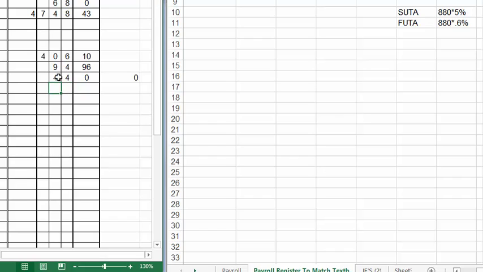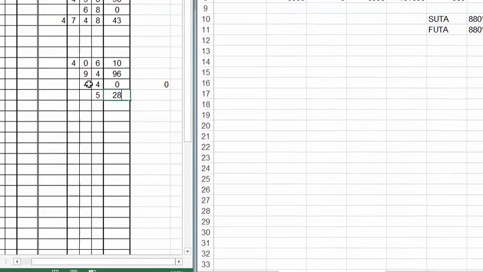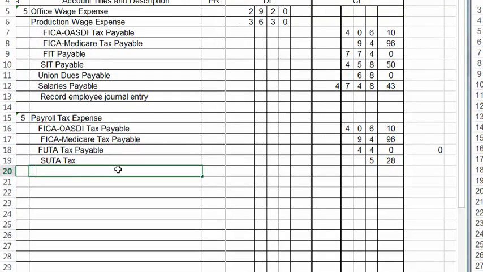And I put, nope, SUTA is $5. And so there, this is record employer payroll tax expense. But my journal entry isn't done. I am missing a debit. And so what I do is I just go through and add those numbers up and I get $550.36.